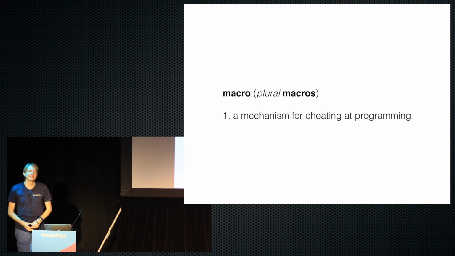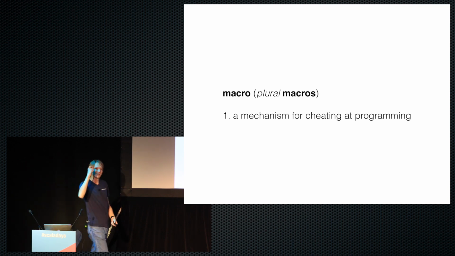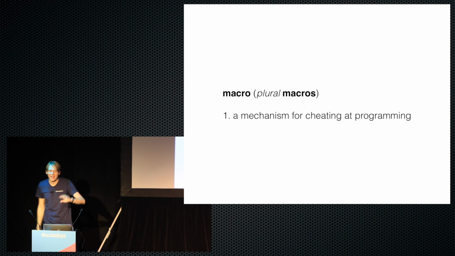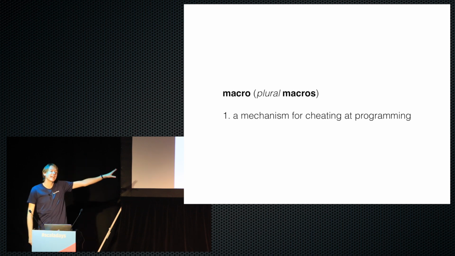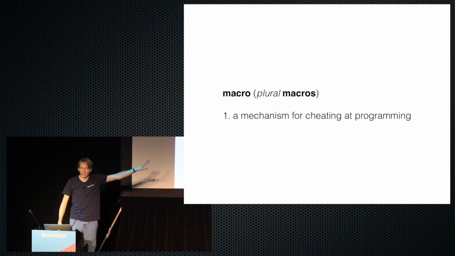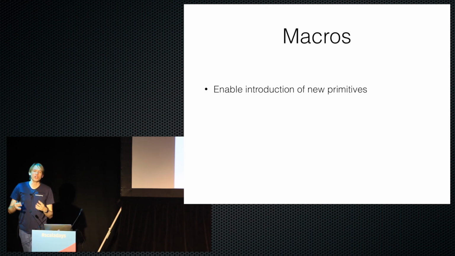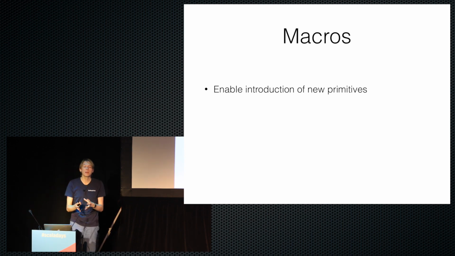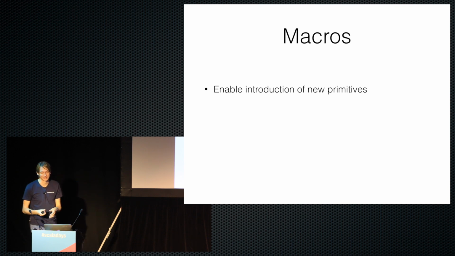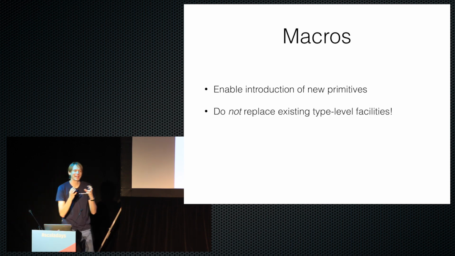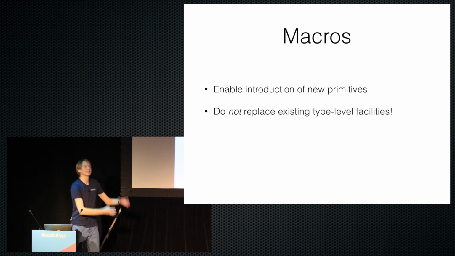Macros are a mechanism for cheating in my abstract, and they're a mechanism for cheating in my talk. Macros are really dangerous. Don't use them. We're going to use them. They allow the introduction of new primitives in the language, new primitives in the type system. They do not replace the existing type level facilities. I cannot stress how important this is.